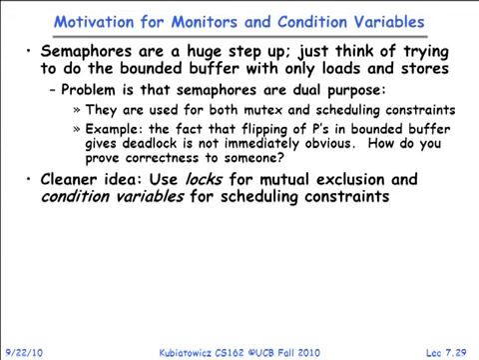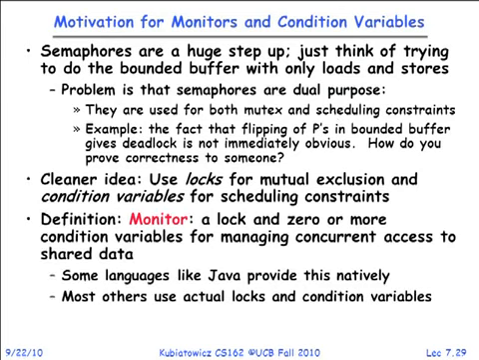So we're going to produce two items to deal with two different things. The definition is a monitor is a lock and zero or more condition variables for managing concurrent access to shared data. Some languages like Java give you monitors natively. Most others give you separate locks and condition variables. If you read the book, it's going to say something like a monitor is a language construct. Don't think that. A monitor is a paradigm for building synchronization. It's a pattern that you should follow.